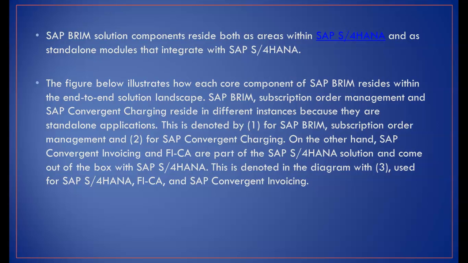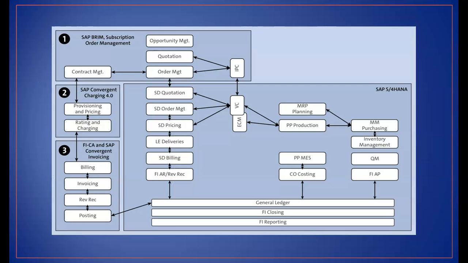We have the S4 HANA, FICA and Convergent Invoicing. So if you see here, there are three components majorly. We have the SAP BRIM Subscription Order Management module, the first one. The second one happens to be SAP Convergent Charging 4.0. And then we have FICA and SAP Convergent Invoicing. So these are the three different components which can be integrated with S4 HANA. Whatever you see inside the S4 HANA is a default offering with S4 HANA licenses, and then we need to accommodate the first, second and third along with that to start working on SAP BRIM.